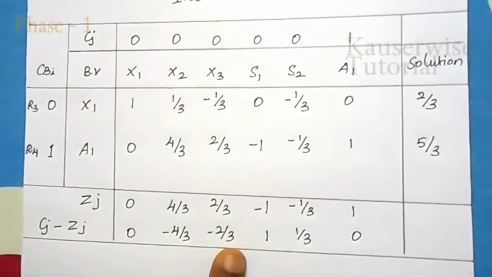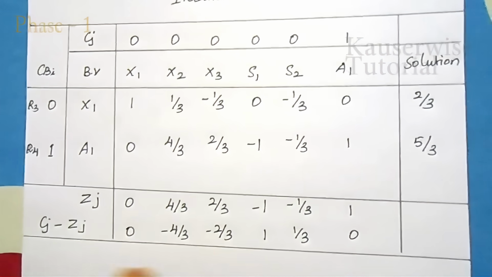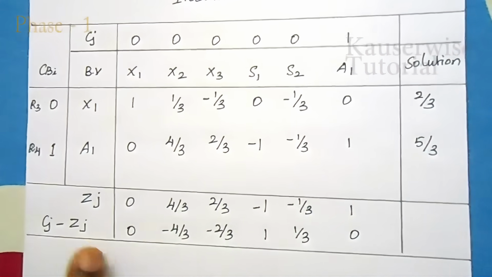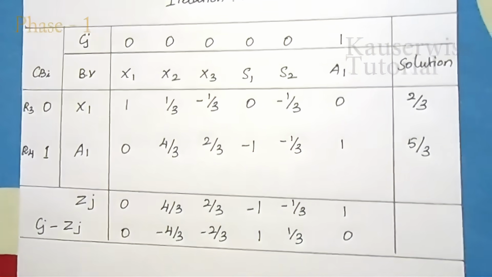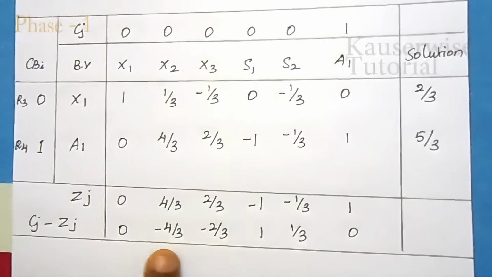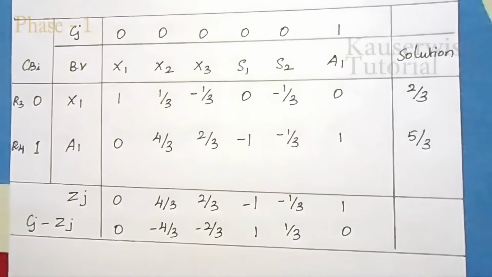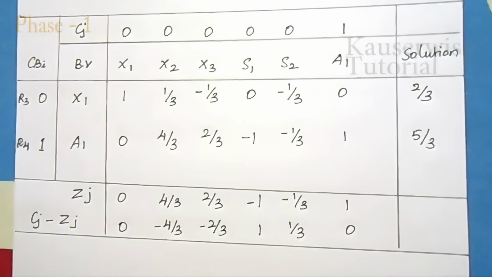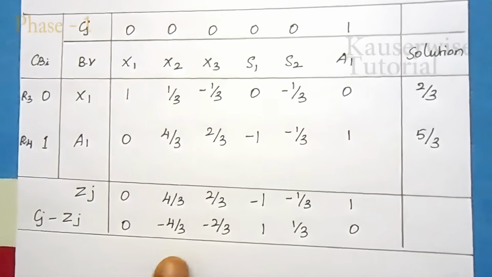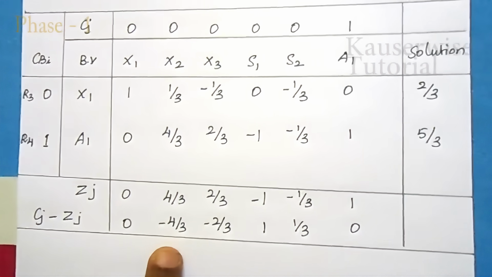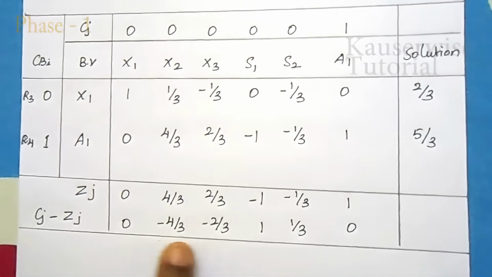Now again check the optimality condition. For a minimization problem, the optimality condition is that all the Cj minus Zj must be greater than or equal to 0, which means we have to get either 0 or positive values. But here we have got negative values, so we didn't reach optimality and need to move further. To move to the next iteration, we need to find the key row, key column and key element. To find the key column, we select the most negative. Which one is most negative, minus 4 by 3 or minus 2 by 3?